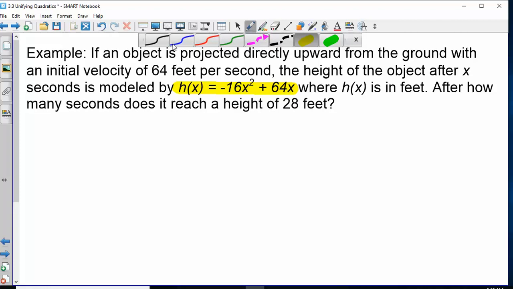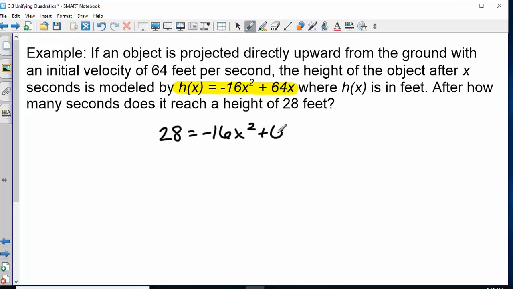What am I wanting to know? Okay, so where am I plugging the 28 in? Is it for the x or the h? Okay. We might not use our calculator for this, but we used the calculator before because we didn't know all those methods for solving. Now we do. Let's see if we can do this by hand.